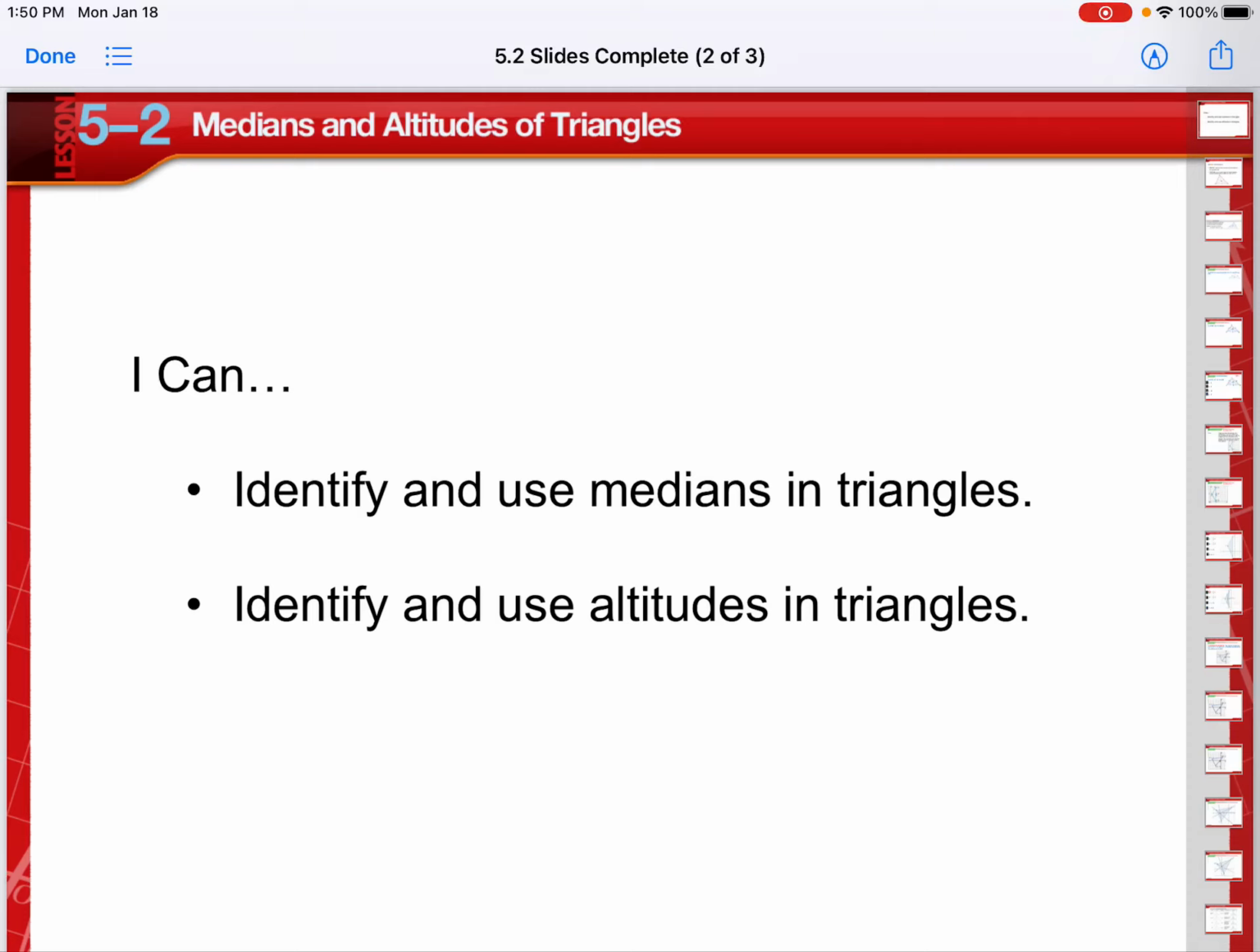All right, so today we're talking medians and altitudes of triangles. Our I can statements today are: I can identify and use medians in triangles, and I can identify and use altitudes in triangles.